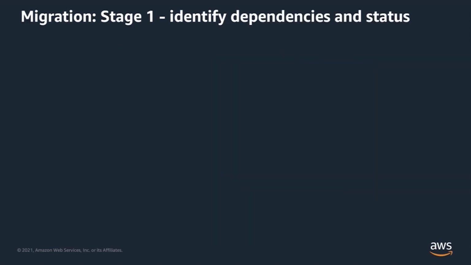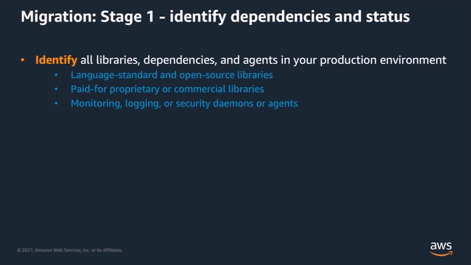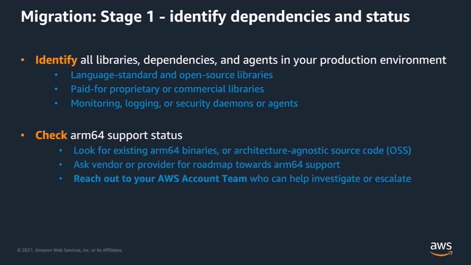So, in actually undertaking a migration, the first step to migrate to Graviton 2 is to identify all of your software dependencies in your production environment. This includes standard and open source libraries, any proprietary in-house libraries, and any monitoring, logging, or security agents that you use in production. Once you've inventoried the software environment, which is a good practice even outside of a Graviton 2 migration, check for ARM64 support for each of your dependencies.